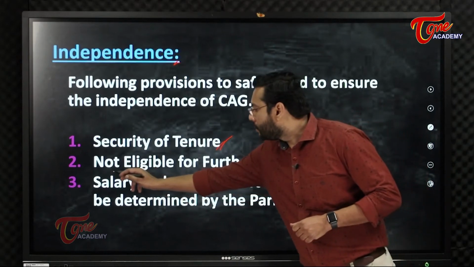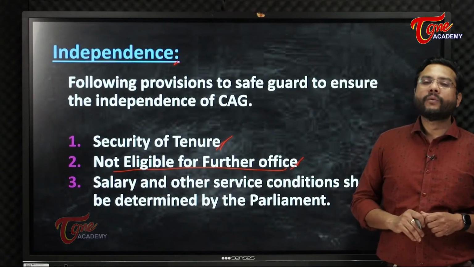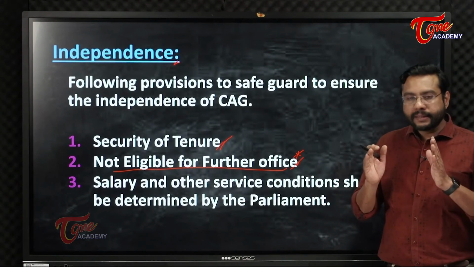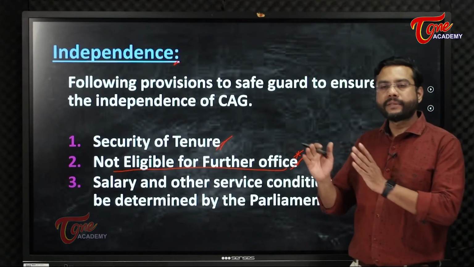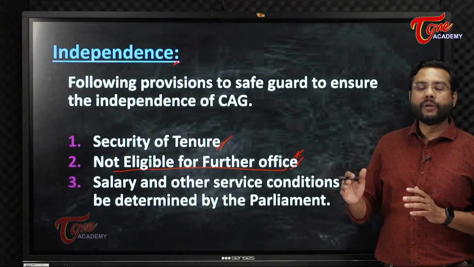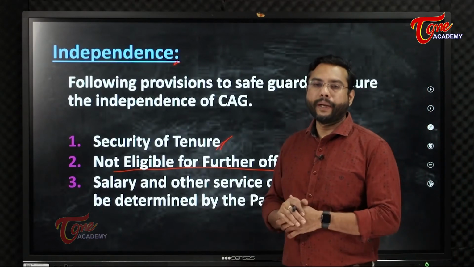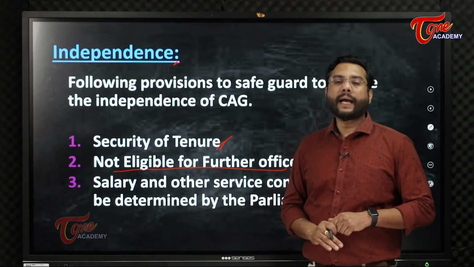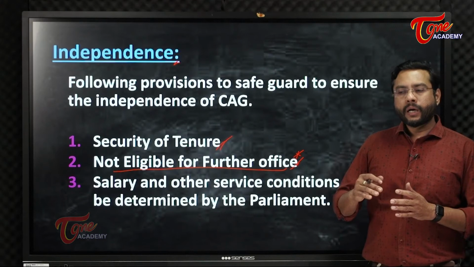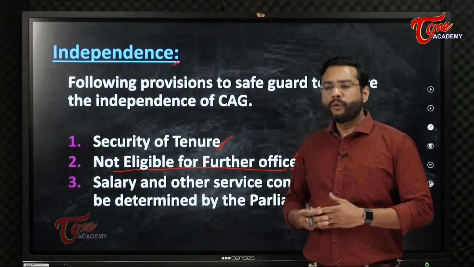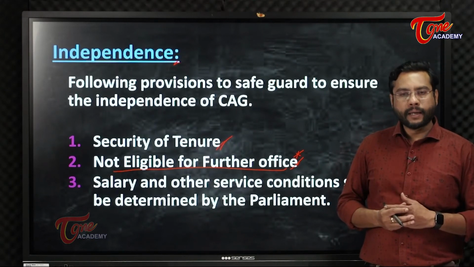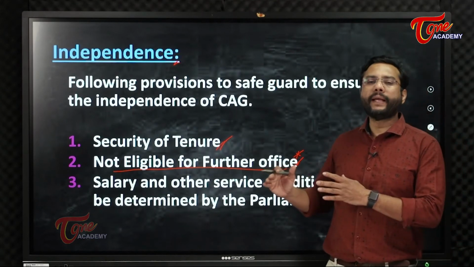The second thing is not being eligible for further office. This is a very important thing. We need to remember this. Once the CAG completes the tenure of 6 years as a constitutional authority, he is not further eligible for any office under any government. This makes the CAG very independent, because once there is no chance of further appointment, he generally doesn't come under any pressure or any lure by the political parties. What if he is eligible?